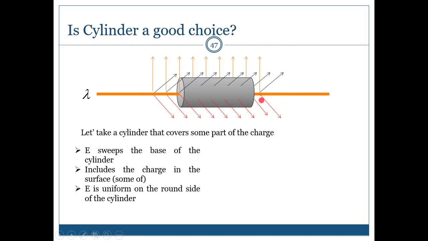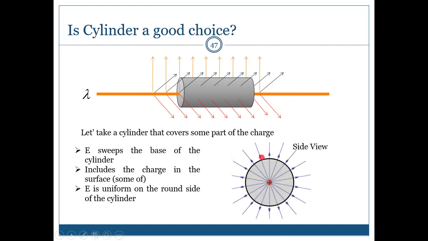Let's see the round side. So here my flux will be 0 anyway. Let me see the round side, looking from the side of this line. So the line charge is coming towards us. And the E field lines looking from the side, they are radial in direction. And this is what the cylinder looks like. So this black region is the round side of my cylinder.